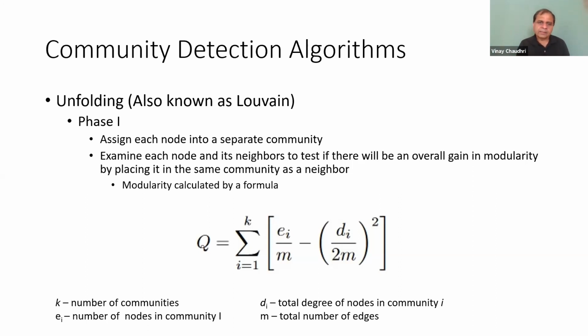And if by making a change in the community setting of a node to its neighbors, the overall modularity score of the graph is going to improve, then we make the switch. If the modularity score will not improve, we won't make the switch. So we keep doing this process until it stabilizes.